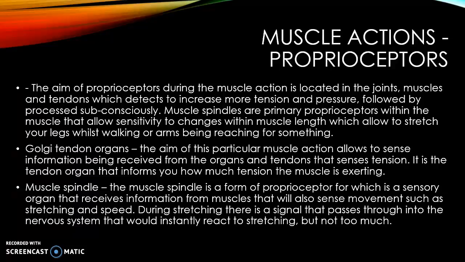Muscle spindle is a form of proprioceptor, which is a sensory organ that receives information from muscles and senses movement, such as stretching and speed. During stretching, a signal passes into the nervous system that would instantly react to the stretching.